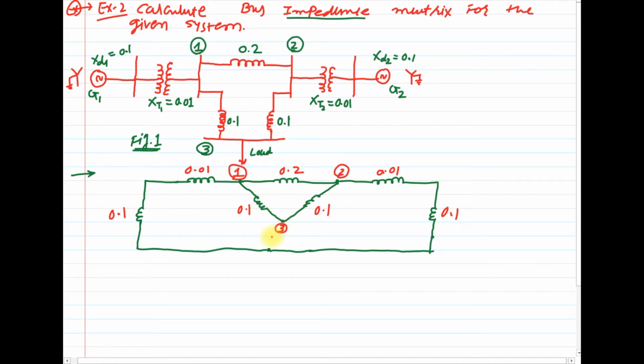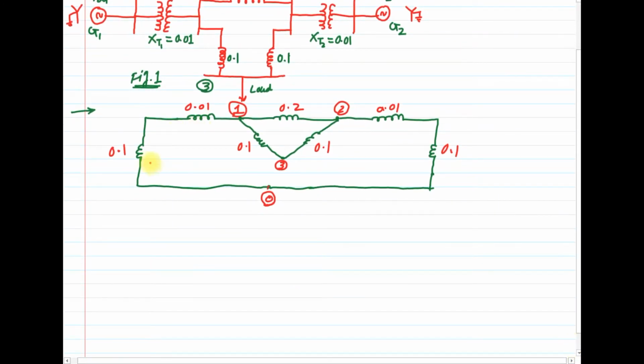Okay, and bus number 1, 2 and 3, and this is our reference bus, I can say 0, where we can simply see that the generator is connected on bus number 1, so the bus number 1 is connected at the reference node, and similarly here generator 2 is connected on bus number 2, so this node is also connected at the reference node. Clear?